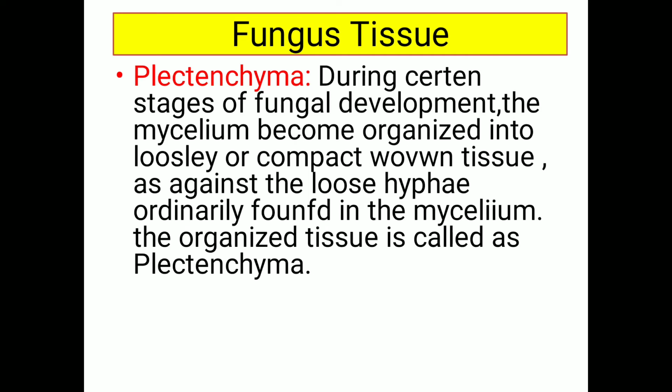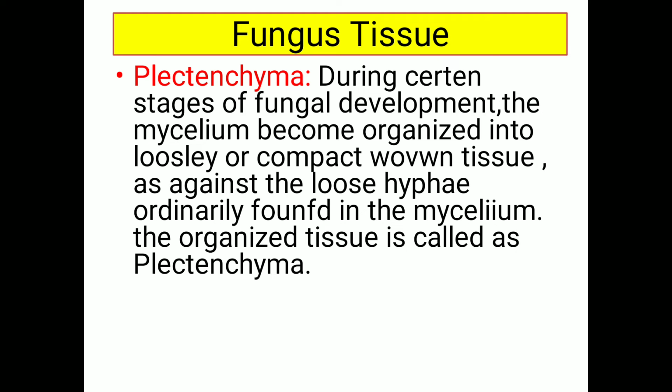Next one is the fungal tissue. Fungal tissue is modified into plectenchyma. So what is meant by plectenchyma? During certain stages of fungal development, the mycelium becomes organized into loosely or compactly woven tissue, as against the loose hyphae ordinarily found in the mycelium. The organized tissue is called plectenchyma.